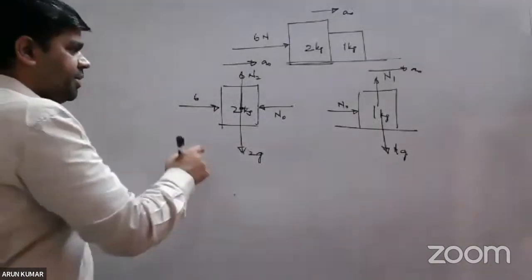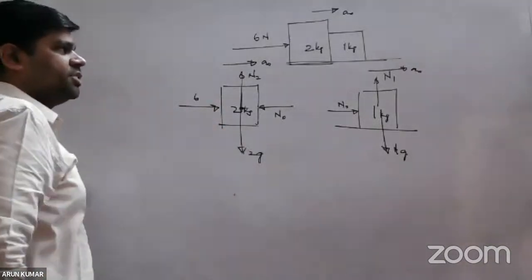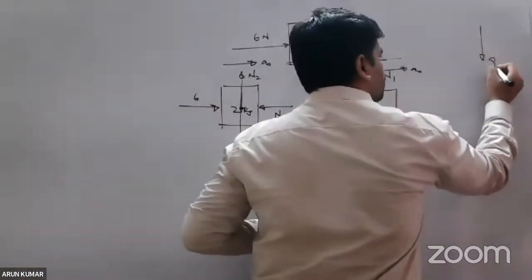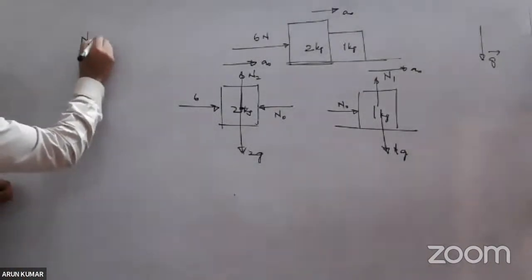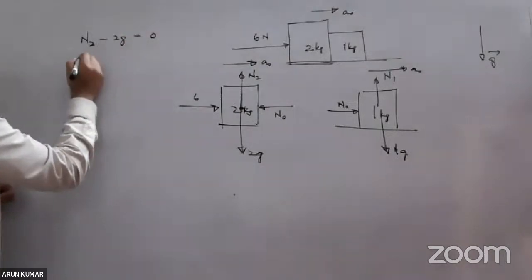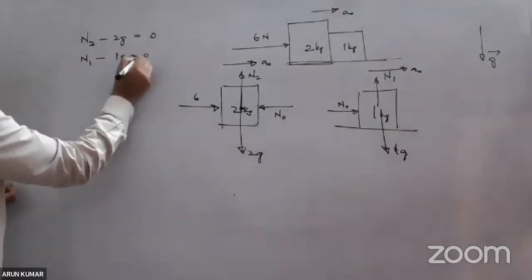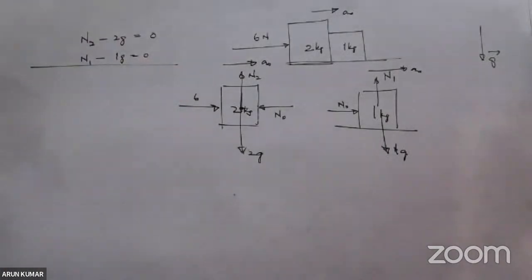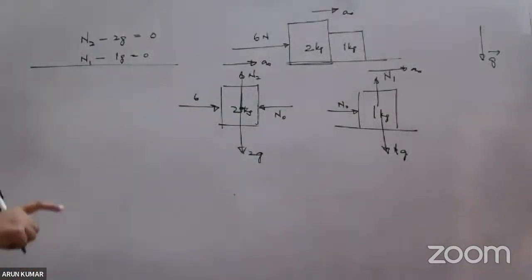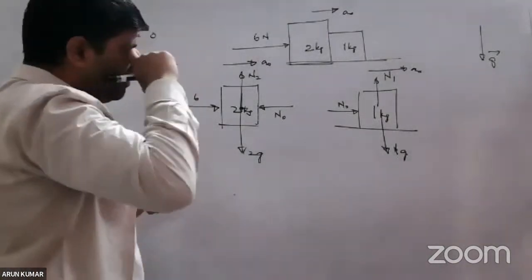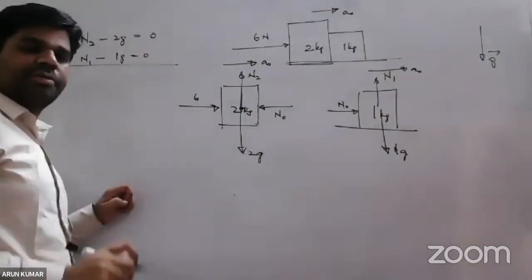Now I write the vertical forces. In the vertical direction, acceleration is zero. So my normal reaction will be N2 minus 2G equal to 0, N1 minus 1G equal to 0. I'll get N1 and N2 from here. Any doubt? How I wrote this equation? Net force is equal to mass into acceleration. My FBD is complete now. There is no friction. It's a smooth surface, an idealized case, which is not practical but idealized.